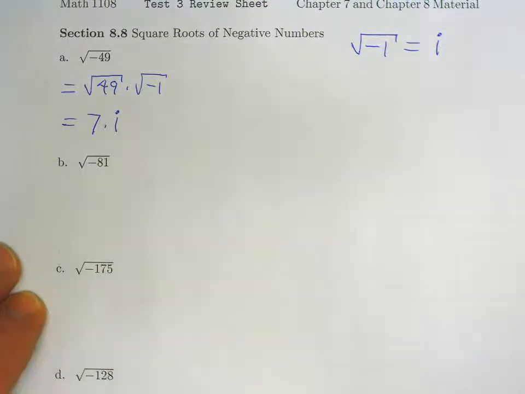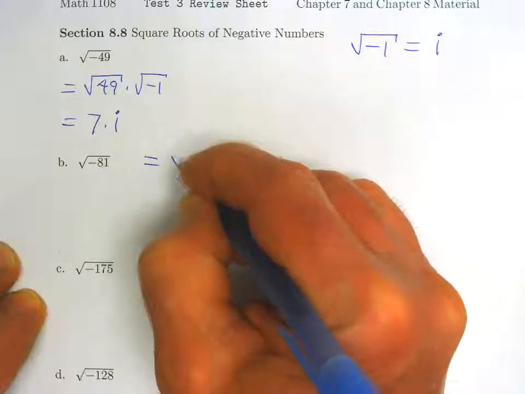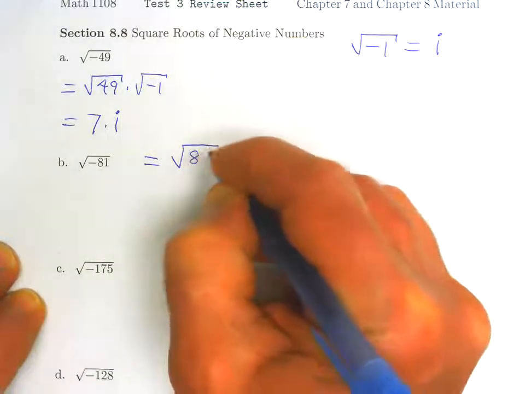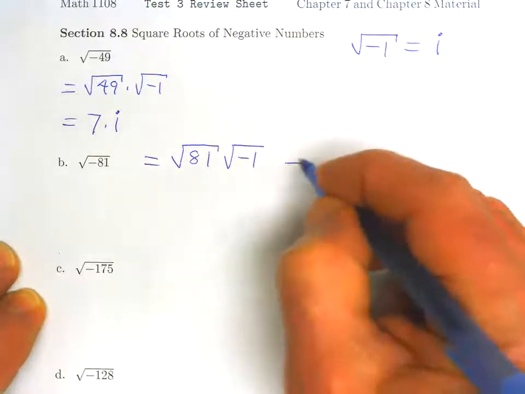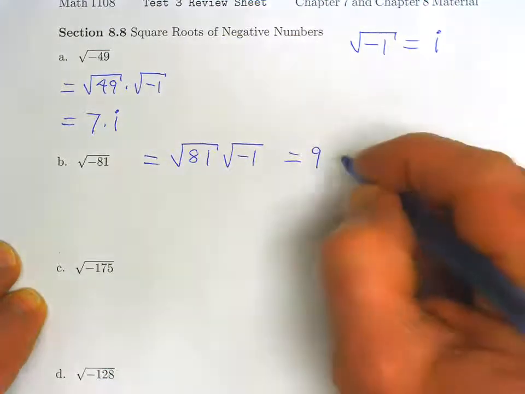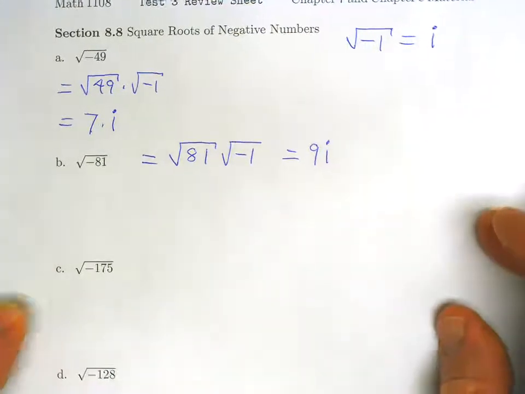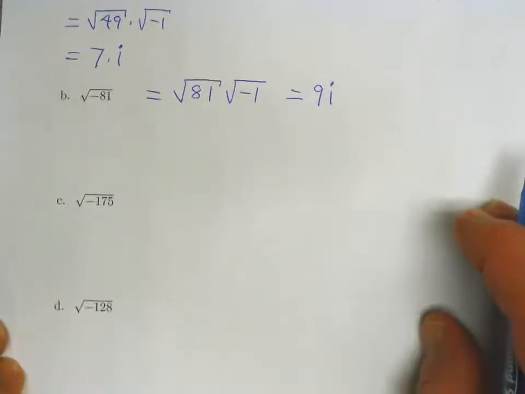or 7i. The square root of negative 81, well, this is equivalent to the square root of 81 times the square root of negative 1. And the square root of 81 is 9, and the square root of negative 1 is i. So our final answer is 9 times i. The next one is a little more involved.